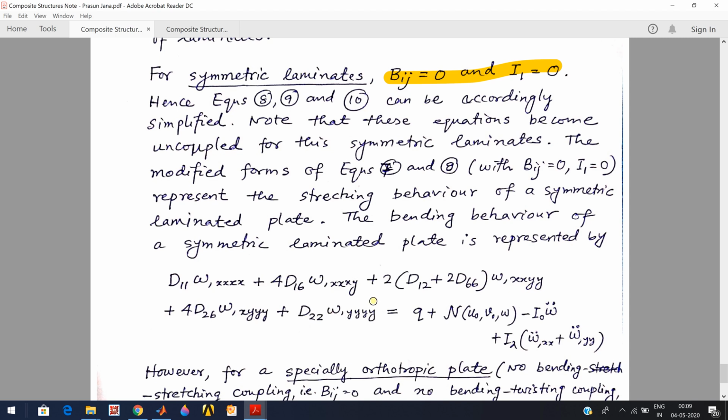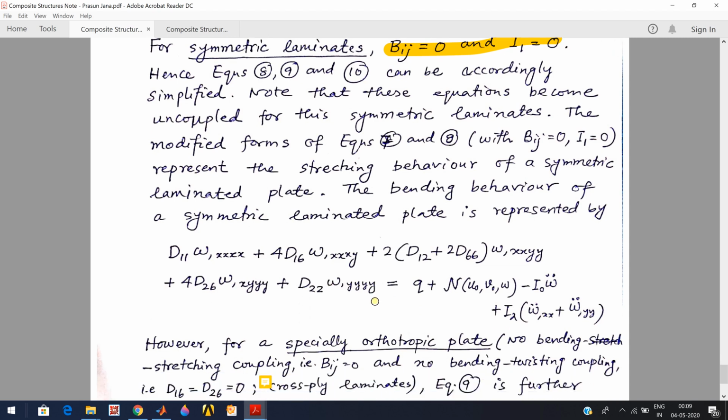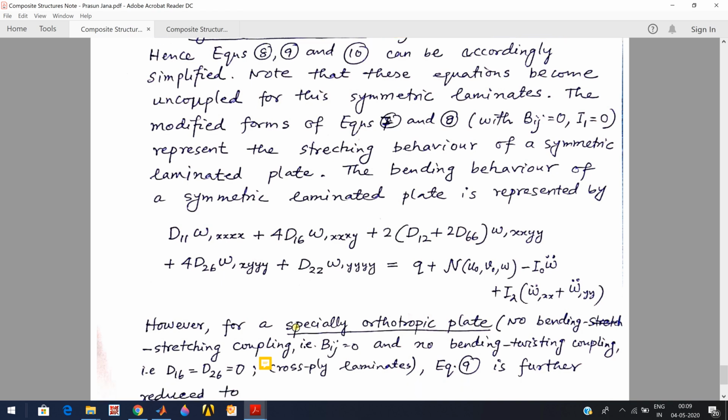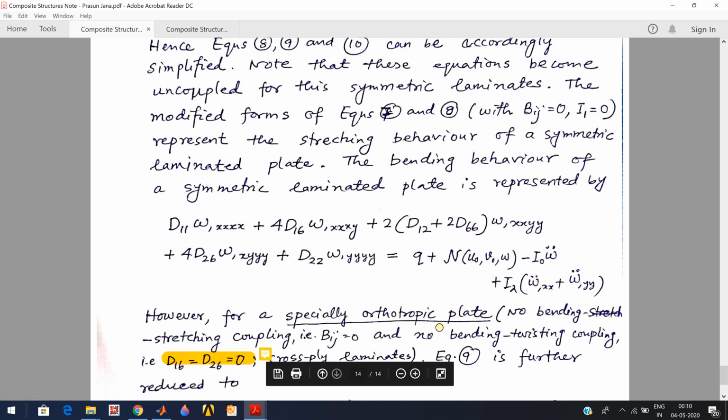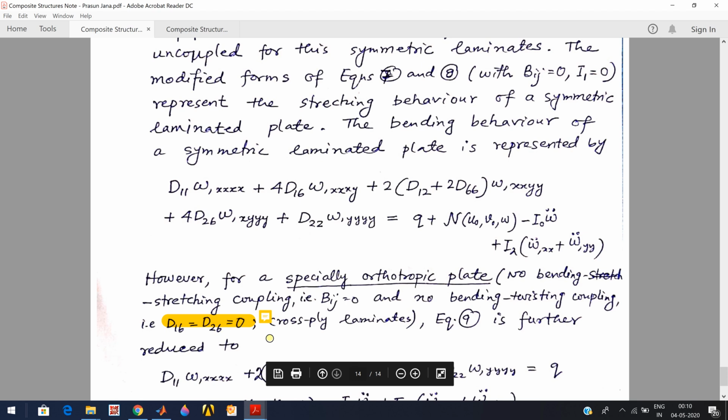And after that, if we further consider the spatially orthotropic laminates, which are such laminates for which Bij will be 0, along with that there won't be any bending and twisting coupling, which means D16 and D26 also will become 0. An example for this kind of laminates are symmetric cross-ply laminates.